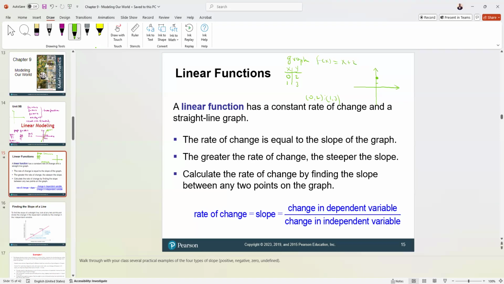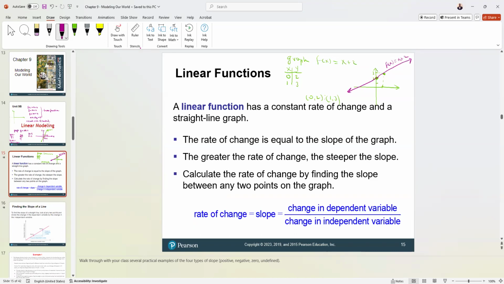So I know that I have one point here when x is 0, y is 2. When x is 1, y is 3. See? So connect those dots and we can continue this line indefinitely. That would be our graph for the function f of x equals x plus 2.